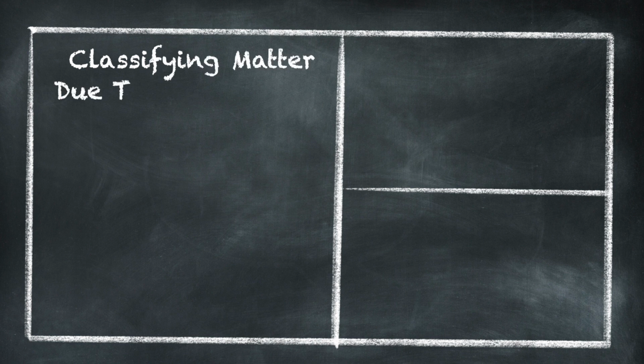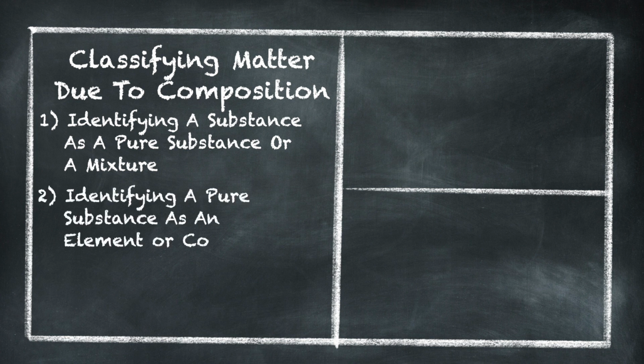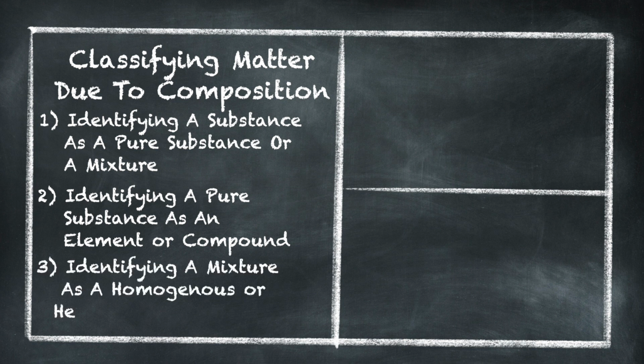In this video, I'm going to walk you through 3 different types of problems when it comes to classifying matter due to composition. This video is aimed at showing you the process and exactly how to approach these types of questions. Today we're going to work through 15 questions dealing with the following topics: identifying a substance as a pure substance or mixture, identifying a pure substance as an element or compound, finally identifying a mixture as a homogeneous or heterogeneous mixture. With all that being said, let's jump on in.